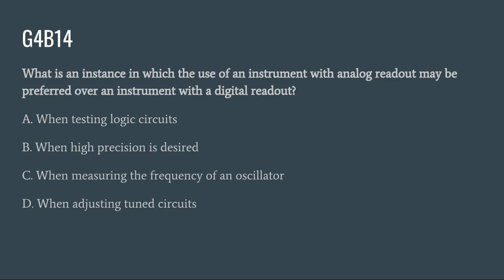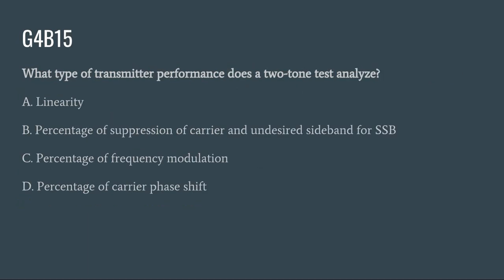G4B14, what is an instance in which the use of an instrument with analog readout may be preferred over an instrument with a digital readout? A, when testing logic circuits. B, when high precision is desired. C, when measuring the frequency of an oscillator. Or D, when adjusting tuned circuits. Correct answer would be D, when adjusting tuned circuits.